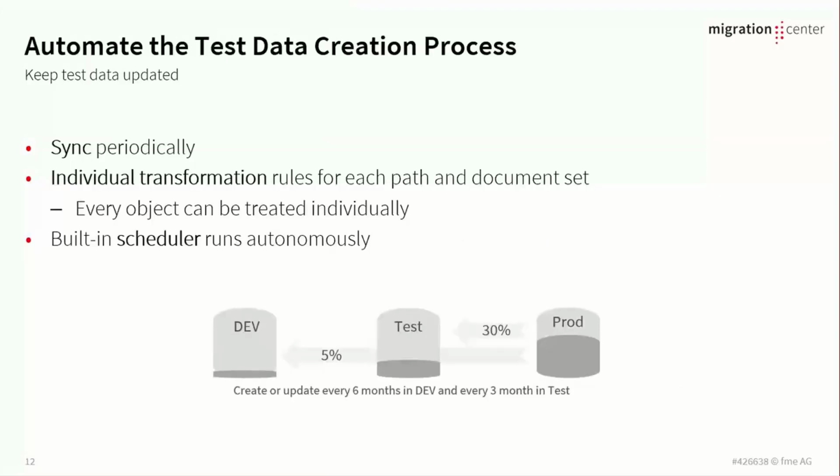Yeah, and again, to automate the test data creation process on a time basis, that means really you keep the test data updated. I will also show you that one in the demo very briefly. So we have a scheduler built into Migration Center, and this scheduler can be used for every kind of scanner, migration set, and importer, so every path from source to target.